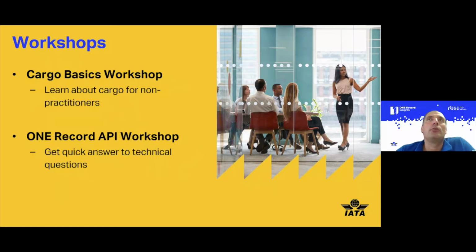The initial plan was to actually only do what we would call a technical workshop, which is on the One Record API, where people, if they have questions or some issues, can speak directly to our experts. But because it was an online hackathon, we got a lot of requests from non-cargo people about how this actually works. So we came up with the idea of doing a cargo basics workshop, which is a condensed version of one of the IATA training courses that we do for people wanting to learn about cargo. And so it's a free takeaway for all of them.